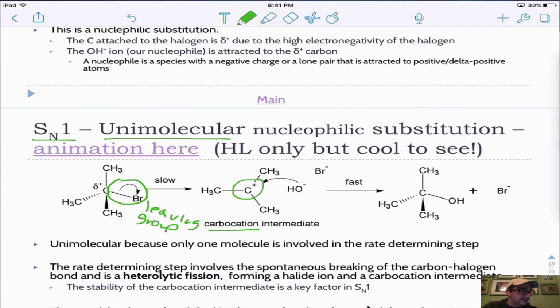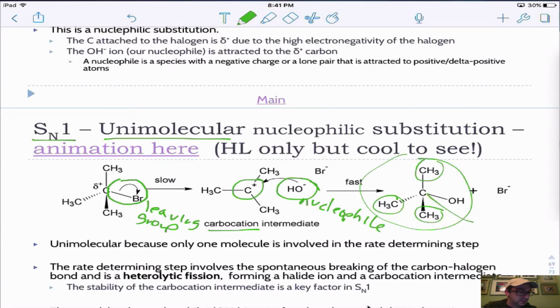and the OH minus from the base will come in and it will be attracted to that. This is my nucleophile. My nucleophile will then bond to that and we'll end up with our alcohol here. Now notice that I'm drawing a carbon that has 3 carbons attached to it. This is a tertiary halide. Those are the ones where the SN1 reactions happen.